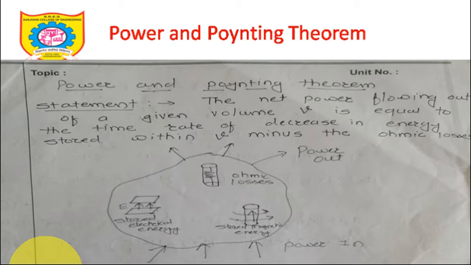First of all I will read the statement and tell you what exactly it is telling. The net power flowing out of a given volume V is equal to the time rate of decrease in the energy stored within minus ohmic losses. So what is the power carried by an electromagnetic wave? Whenever I say electromagnetic wave, it means a combination of electrostatic and magnetostatic and time-varying electrostatic and magnetostatic fields. If any electromagnetic wave is passing through any closed shape or closed volume, irregular or regular, this law remains true for any of those cases.